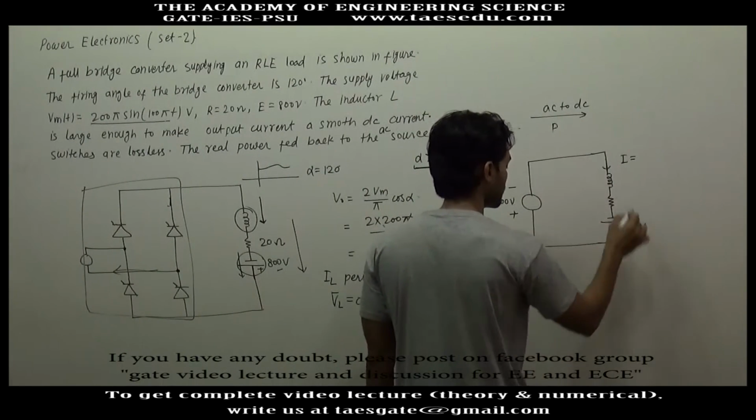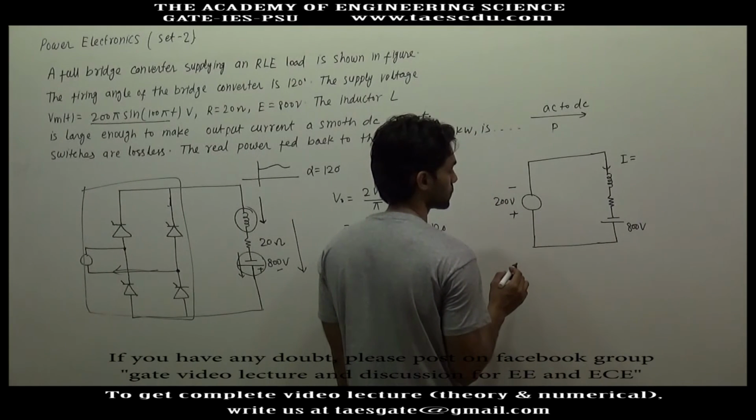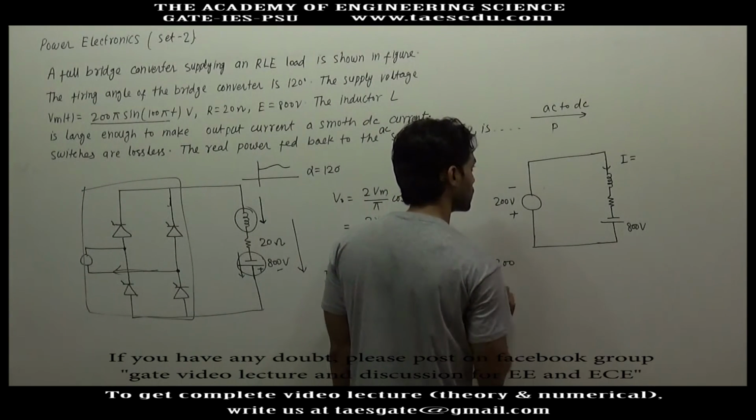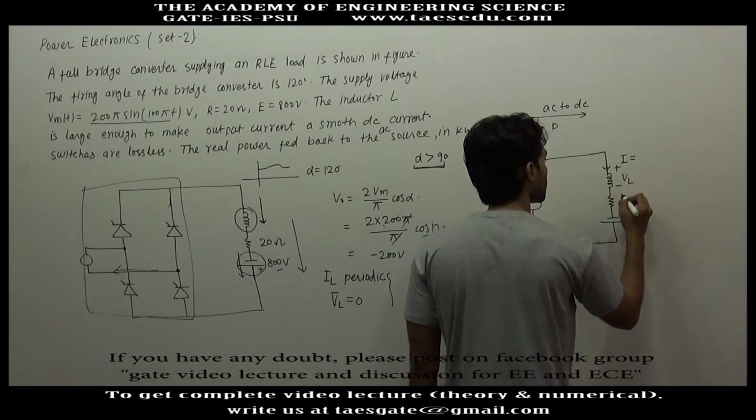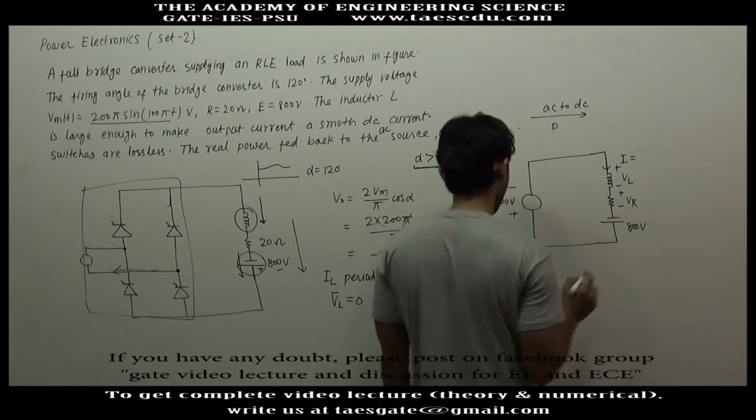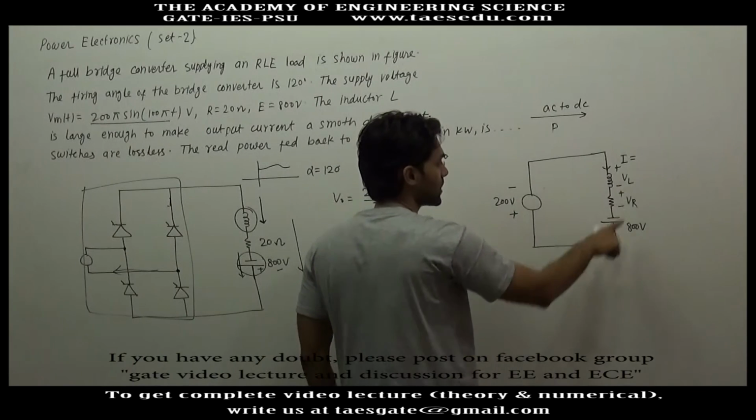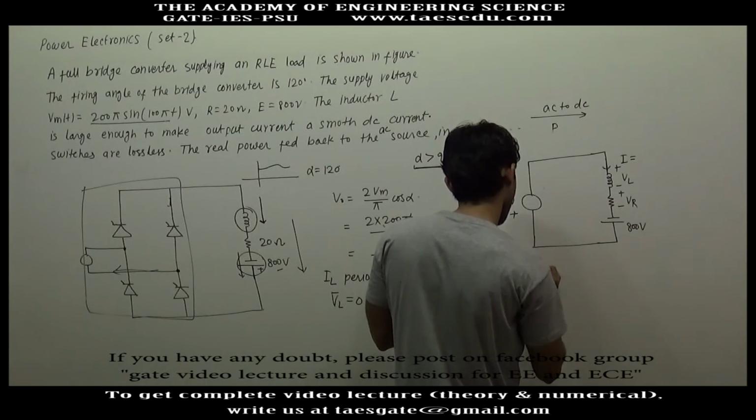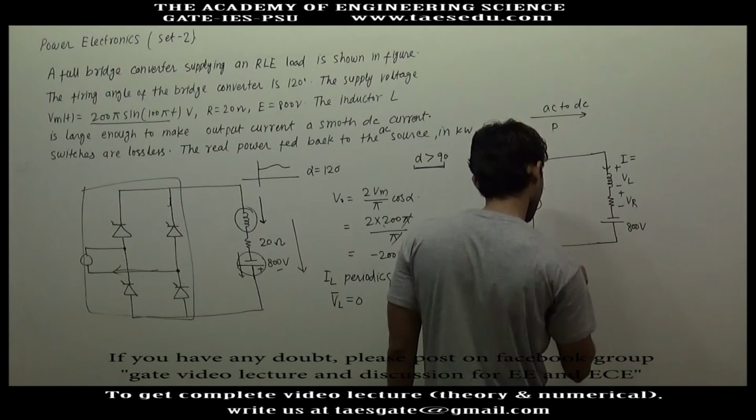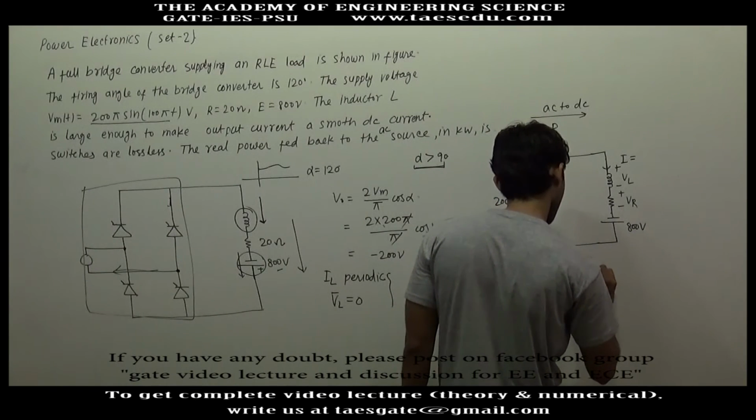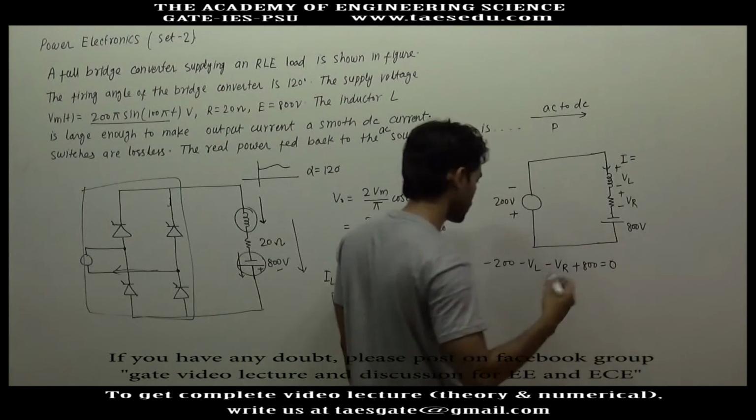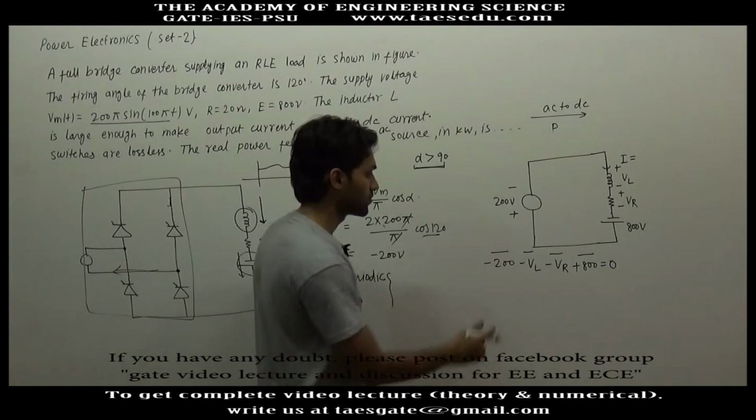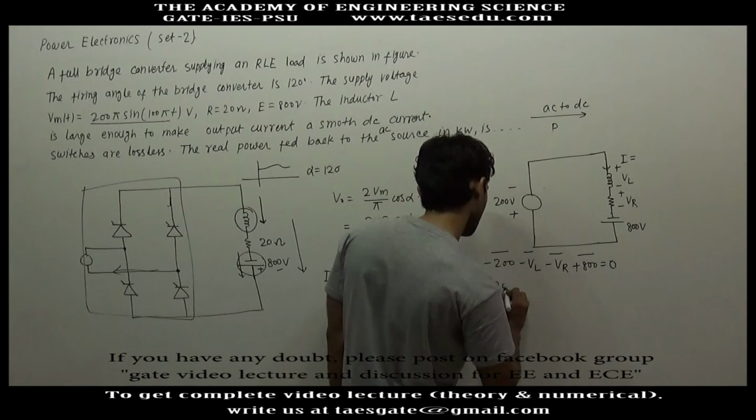If we apply KVL here, let us move in the clockwise direction. Let's say this is VL, this is VR, and this is 800. While moving in the clockwise direction, here we will have a drop of 200 volt, here minus VL, minus VR, and here a gain of plus 800 volt, equal to 0. Now if you take the average, these are constant. Average of minus 200 will be 200.